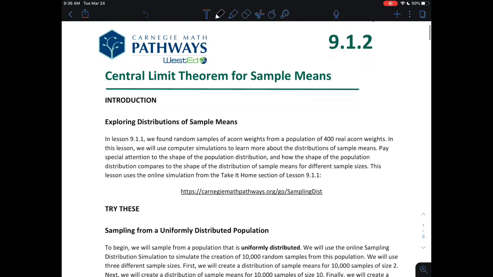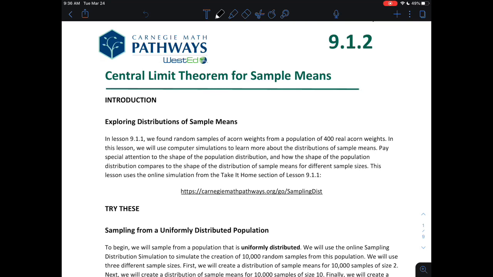Lesson 912, the central limit theorem for sample means. Introduction. In Lesson 911, we found random samples of acorn weights from a population of 400 real acorn weights. In this lesson, we will use computer simulations to learn more about the distributions of sample means.